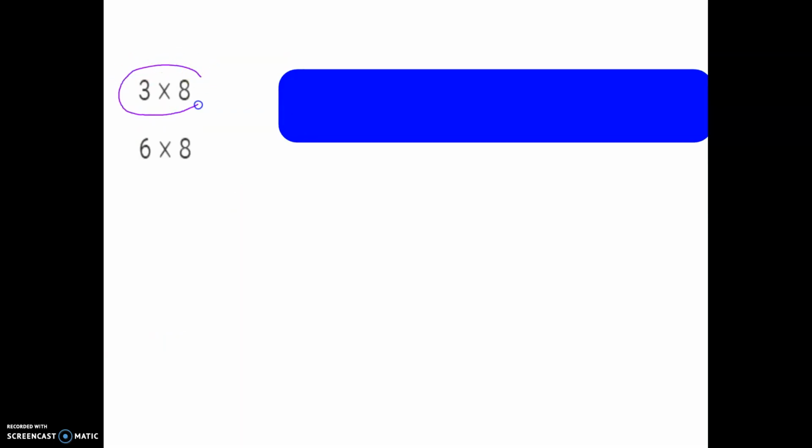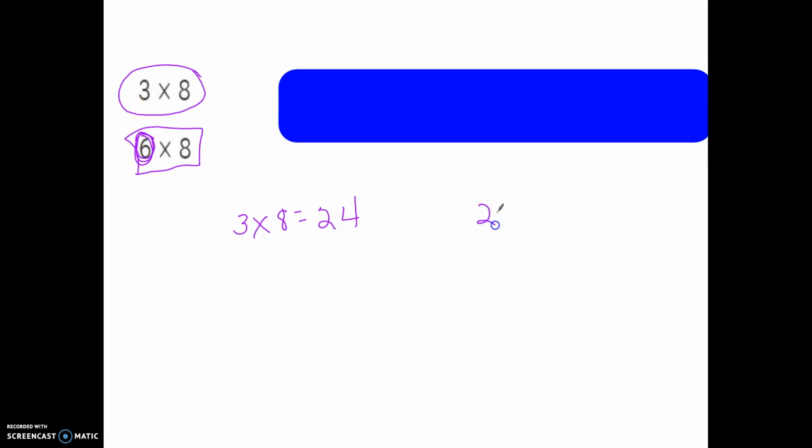And lastly, think of 3 times 8. That's going to be our helping fact. How can we use that helper fact to figure out 6 times 8? Well, 3 times 8 is 24. That's 3 times 8, but I want 6 times 8. So I know that 3 is half of 6. So if I double again, I should get my answer.